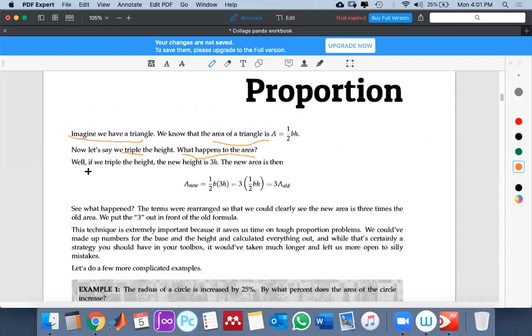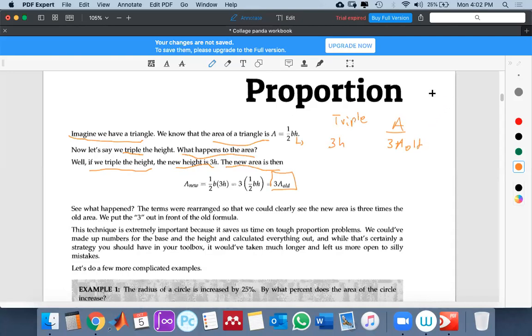Simple. If we triple the height, the new height will be 3h. So the new area is then 1 over 2 times base times altitude, which will be 3 times 1 over 2 times b times h. When we change the position of the numbers, we will get 3 times the old one. So actually what happened, we just made the h into 3h, triple, okay? And the area is 3 times the original area, or 3 times the old area.